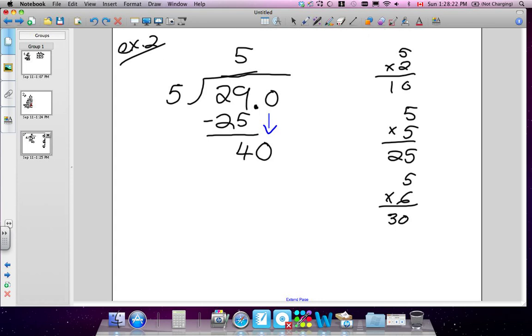And this number is now 40. And I have to see how many times 5 goes into 40 now. So we're dealing with these two numbers. So how many times does 5 go into 40, do we think?